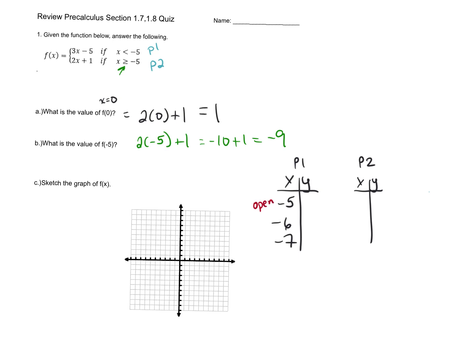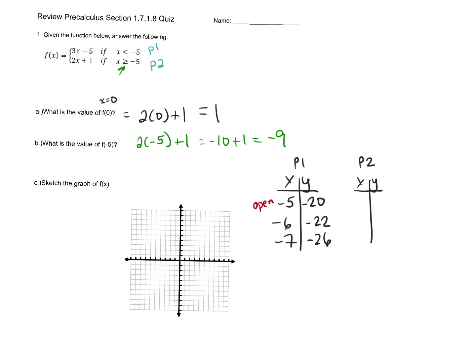Now, for those x values, I'll simply plug into the different pieces. If I do 3 times negative 5 minus 5, I'll get negative 20. 3 times negative 6 minus 5 is negative 18 minus 5, which is negative 22. And then for negative 7, 3 times negative 7 is negative 21, and negative 21 minus 5 is going to be negative 26.